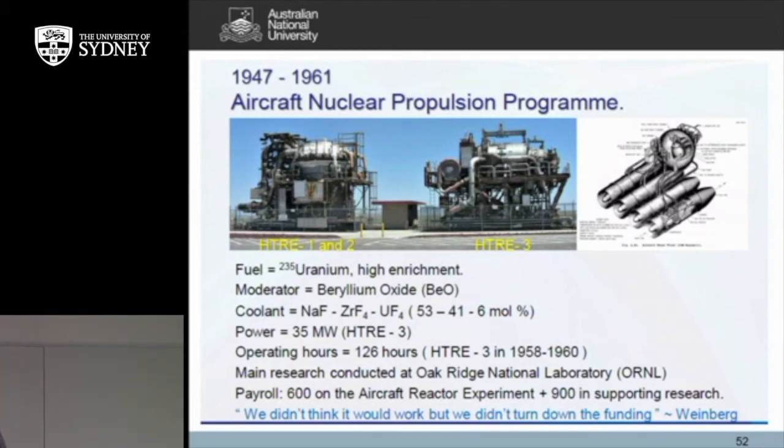This reactor design was considered for aircraft nuclear propulsion in the 60s. What could possibly go wrong? Completely crazy idea. So this is not Weinberg, the theoretical physicist. This is Weinberg, who was the director of Oak Ridge National Lab at the time. And he was a bit frank, you know. We didn't think it would work, but we didn't turn down the funding.